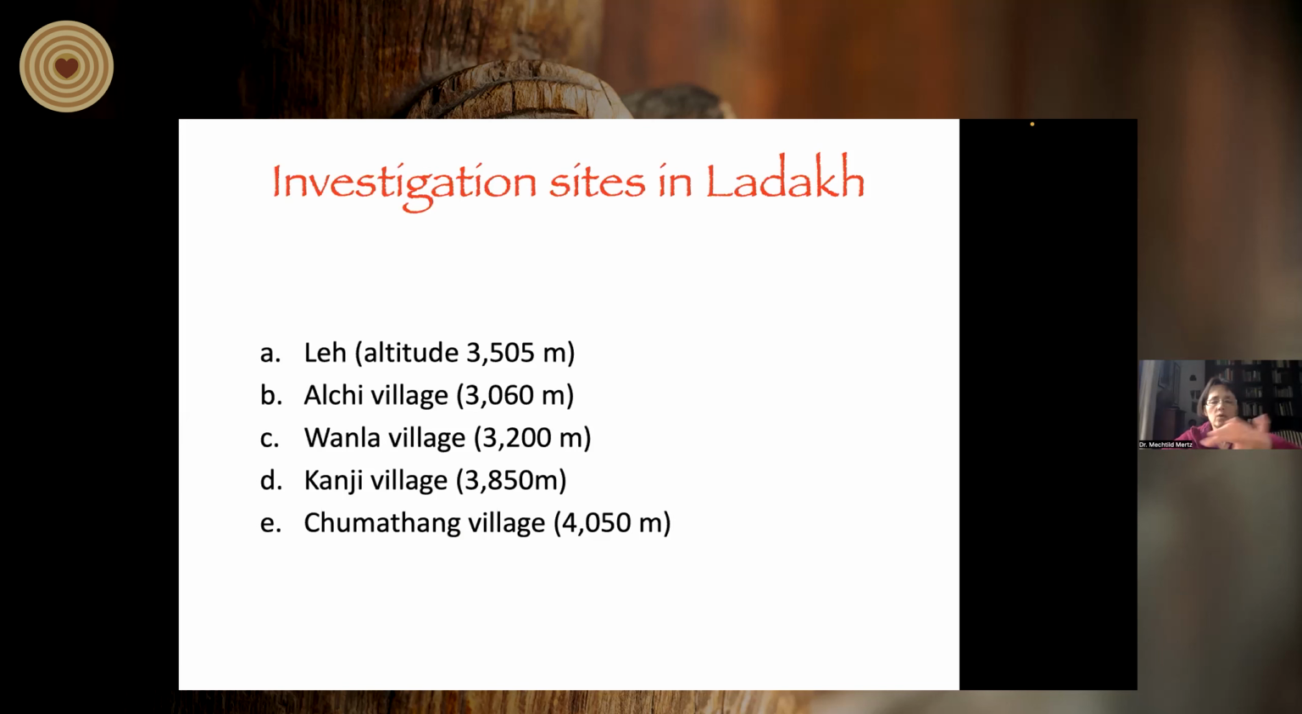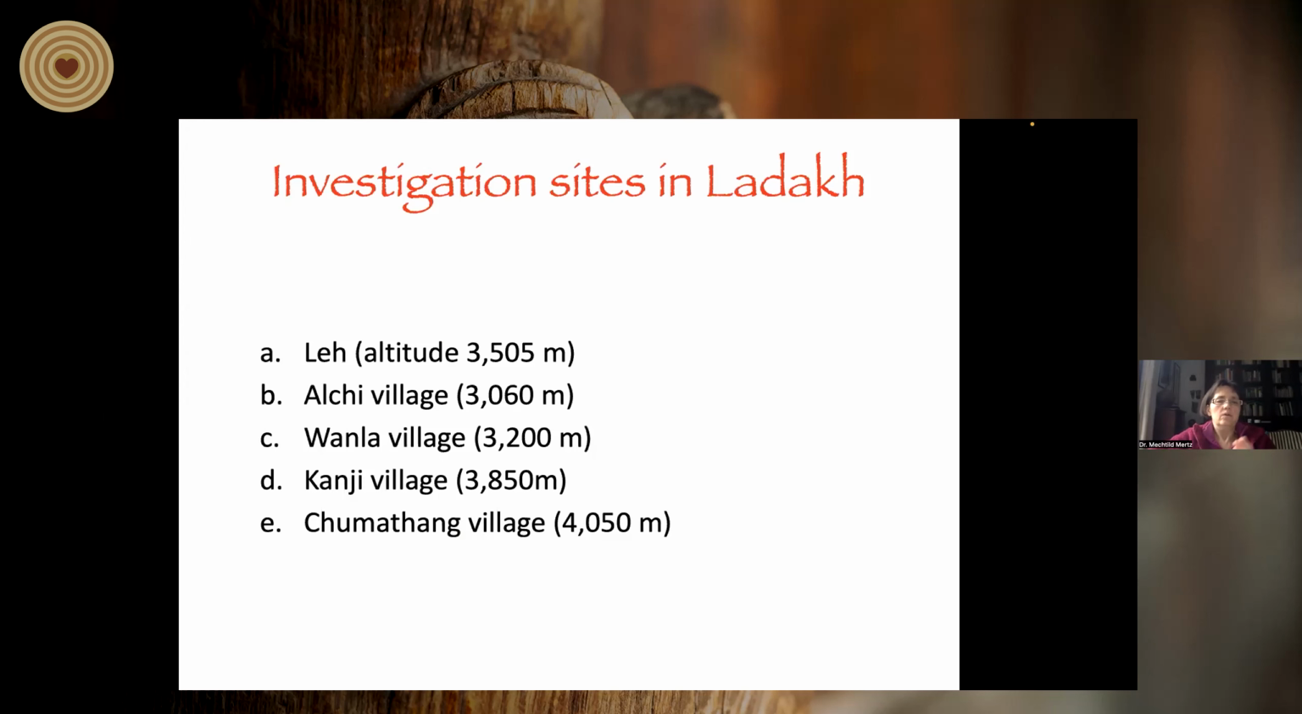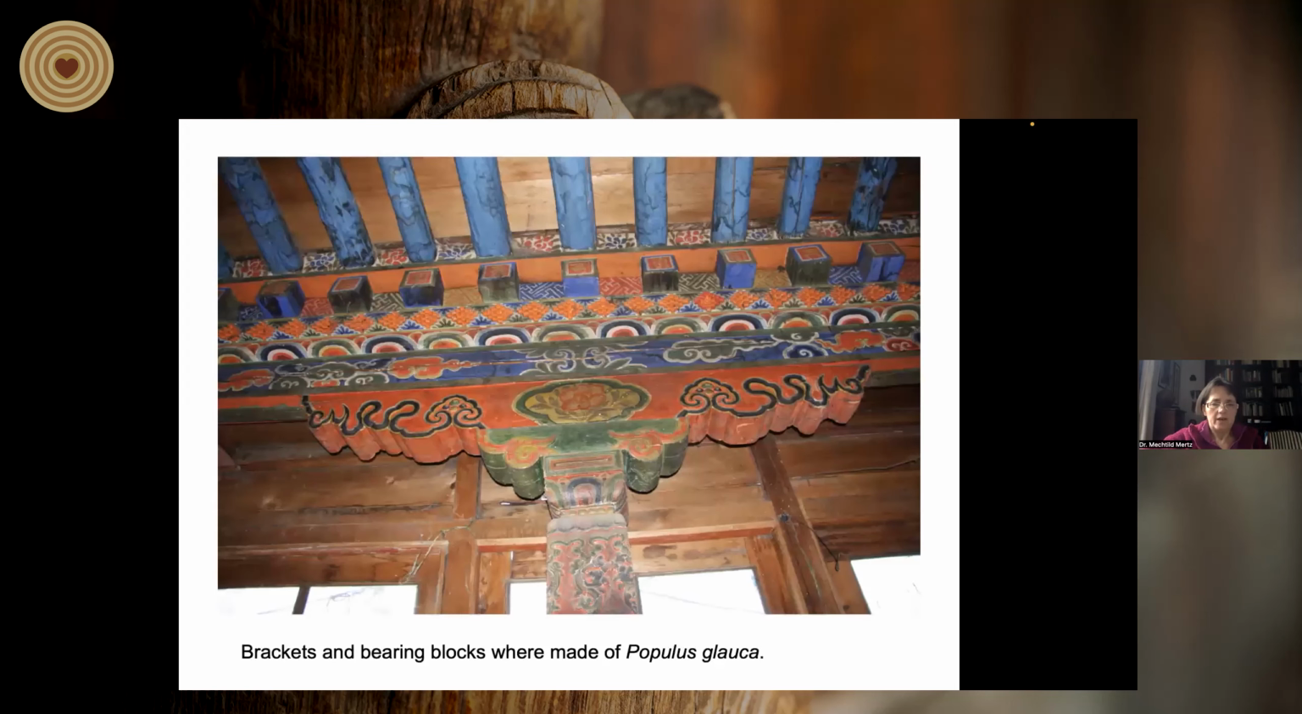Here you have a map. And here is the capital, and these are some of the temples we investigated. So you have Leh and other villages, where, for example, again, poplar is used for these brackets and bearing blocks, like here.